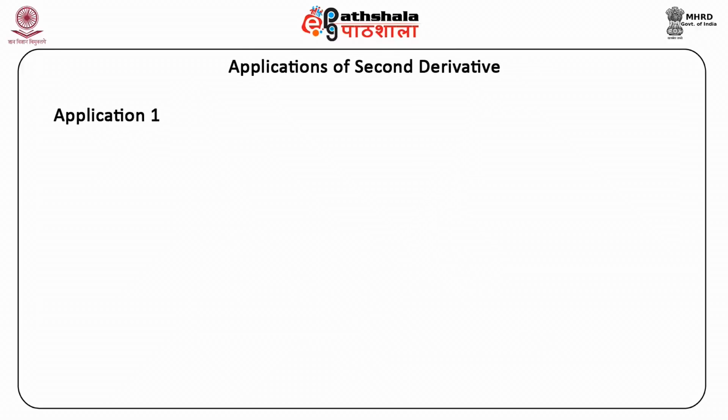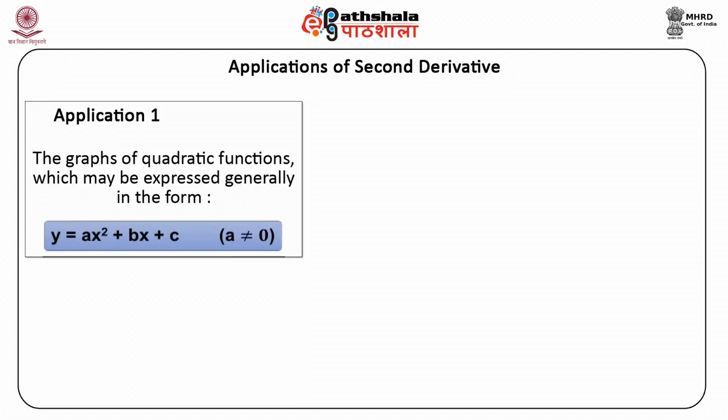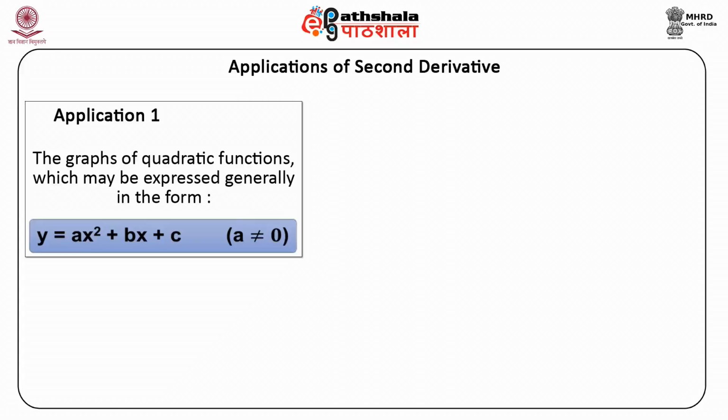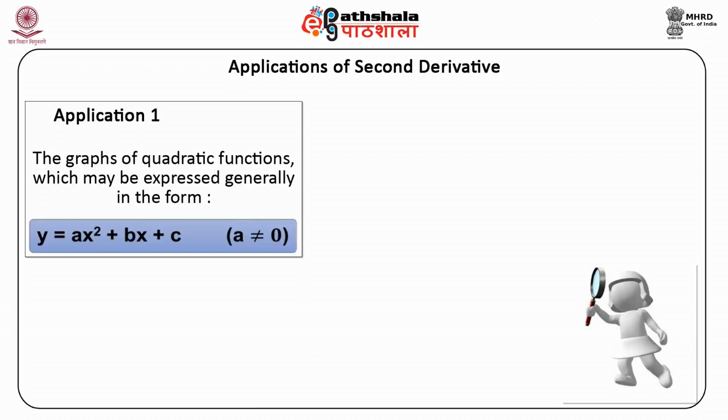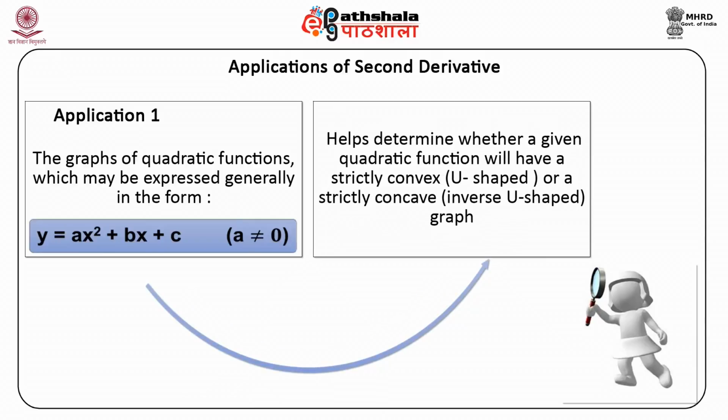Application 1. The two curves above exemplify the graphs of quadratic functions, which may be expressed generally in the form y = ax² + bx + c, where a is not equal to 0. From our discussion of the second derivative, we can now derive a convenient way of determining whether a given quadratic function will have a strictly convex U-shaped or a strictly concave inverse U-shaped graph.